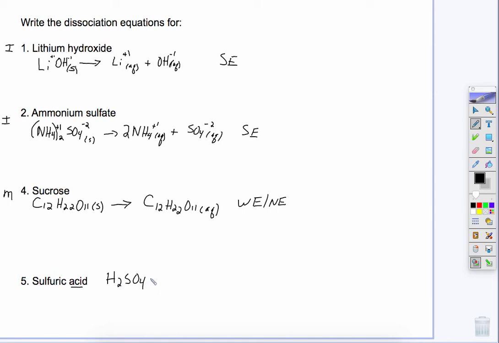Now acids, we'll just start with a strong acid. Basically, what an acid will do when you dilute it or put it into water is break apart into a hydrogen ion, because that's what makes an acid an acid. So it's H +1 (aq) plus whatever's left over. If you take one hydrogen away, you get HSO4, and that happens to be -1.